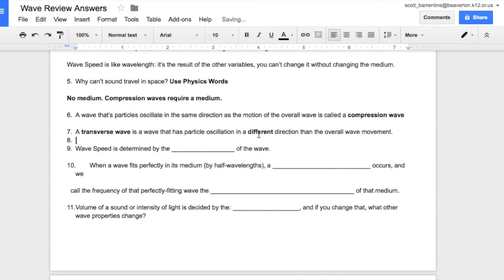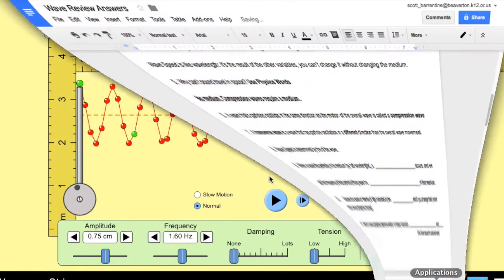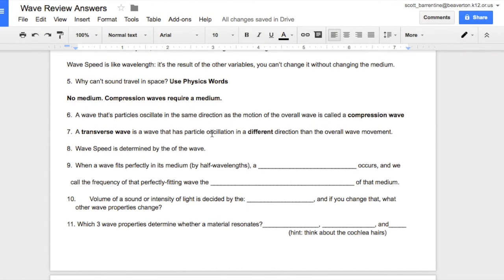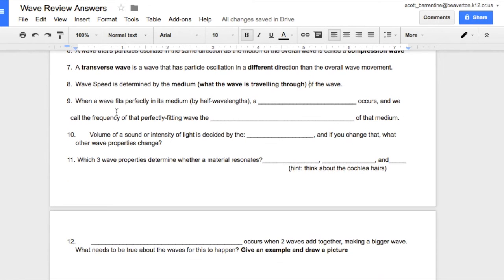We've talked about this one a little. Wave speed is determined by, what is it? The tension in the string, the medium of the wave, what the wave is traveling through. So frequency can't affect it, the wavelength can't affect it, only the medium can affect the speed of a wave. So when a wave fits perfectly in its medium by half wavelengths, that's what we got in our little demonstration in the back, we got a nice standing wave.